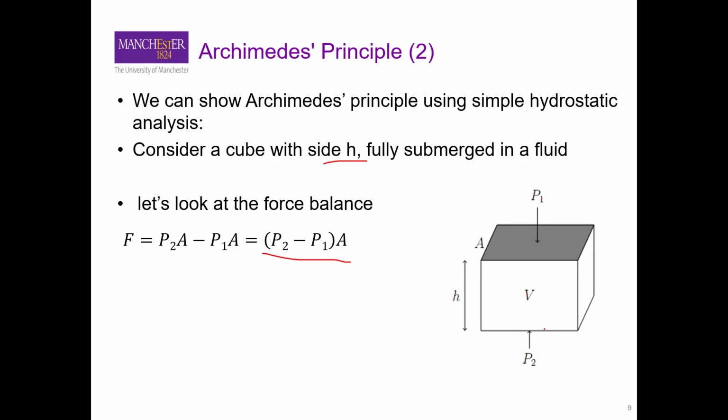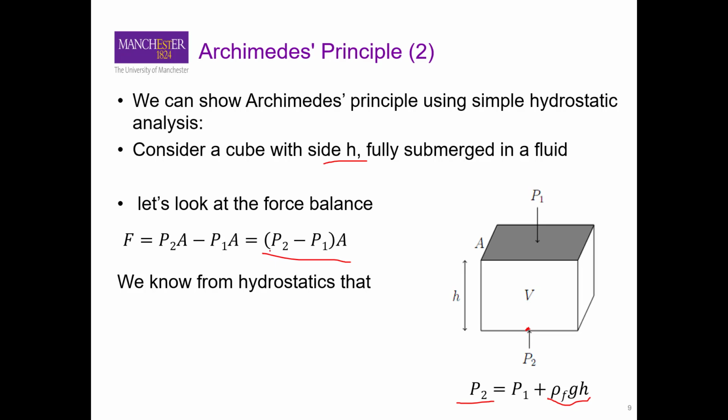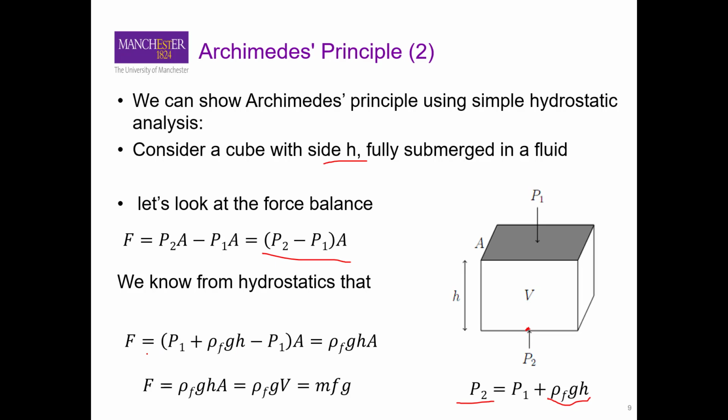Also from hydrostatics we know that the pressure at this point P2 should be equal to the sum of this pressure P1 plus the pressure due to the weight of the fluid, that is the hydrostatic pressure. So we can write the value of P2 in this equation as here. So we have F1 should be equal to rho F, that is the density of the fluid, times gravity times the arbitrary height of this control volume times the arbitrary area of this control volume.